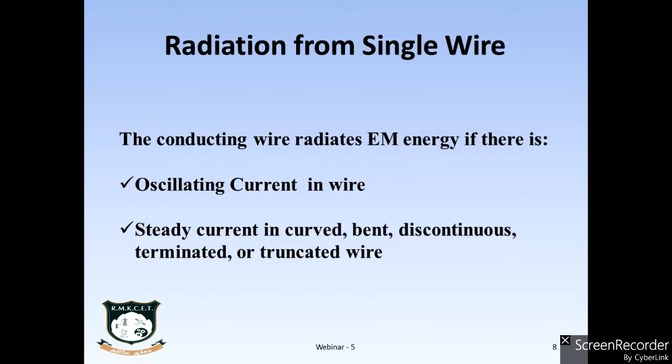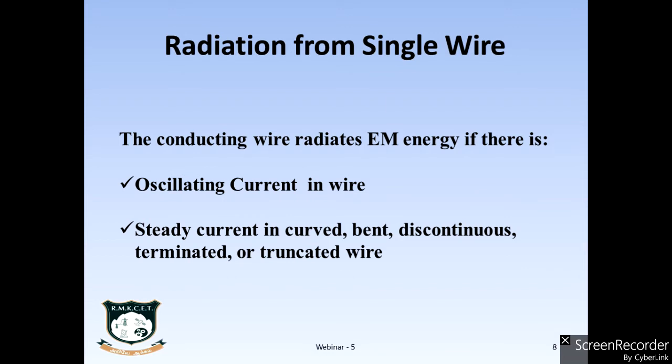Now, when a single wire can act as an antenna, is that the conducting wire radiates electromagnetic energy if there is an oscillating current in the wire, and the steady current in curved, bent, discontinuous, terminated, or truncated wire. So these are the two conditions where the radiation will occur in a single wire.